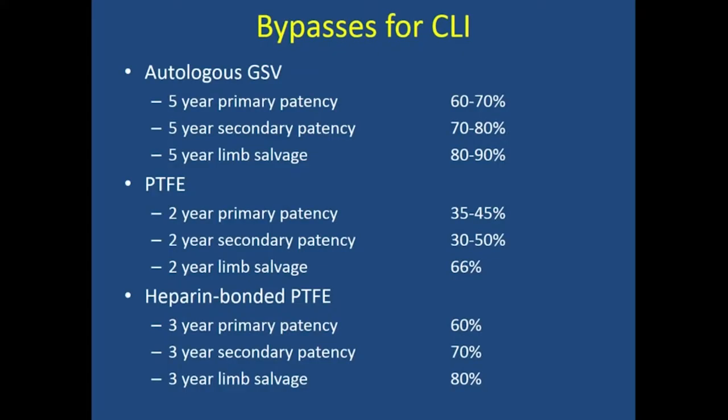This is a slide looking at compilation from a bunch of different trials and just a general overview of what we can expect for patency. So if you use a patient's own great saphenous vein, primary patency means the graft's open, you never have to do anything else. About two-thirds of those grafts will be open at 5 years. If you re-intervene, secondary patency, you can get 70 to 80% of those grafts to stay open for 5 years, and you can salvage the majority of limbs. PTFE, the most common used synthetic graft, not so good. 2 year primary patency, under 50%, and 2 year limb salvage, only about two thirds, so not nearly as good as the patient's own vein.